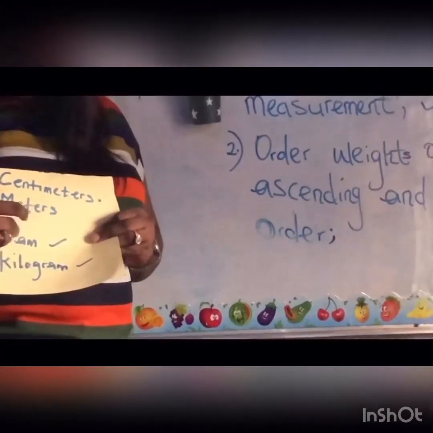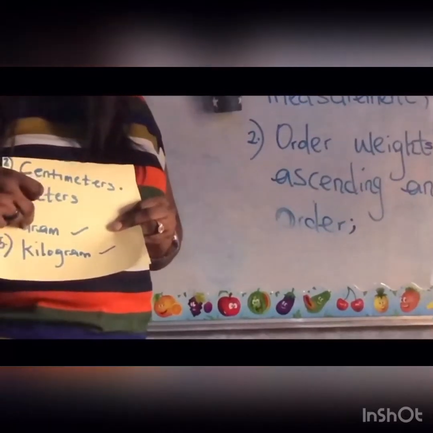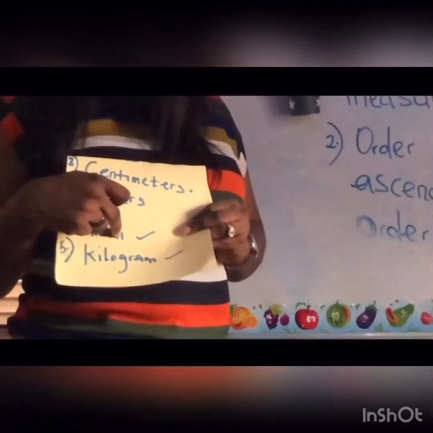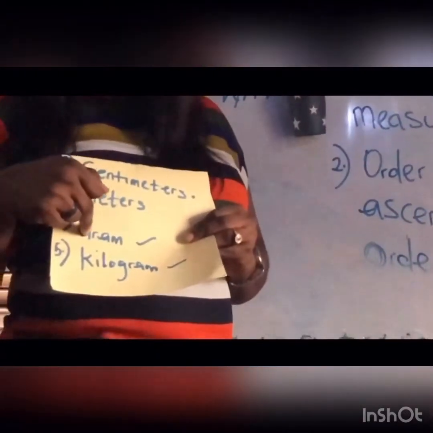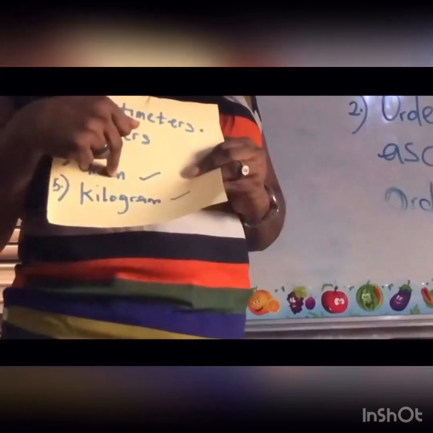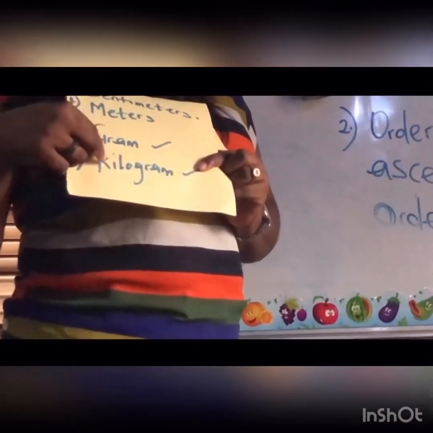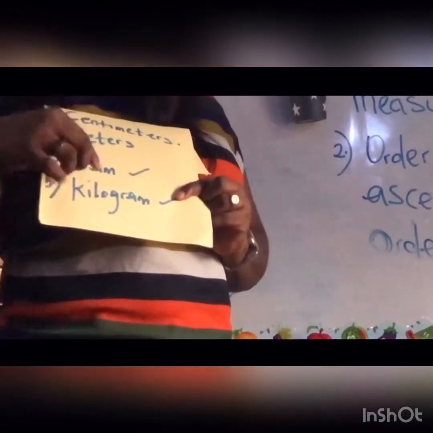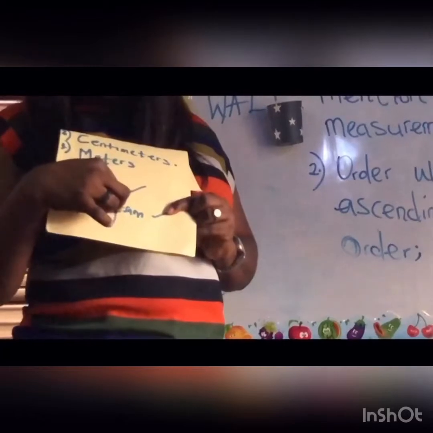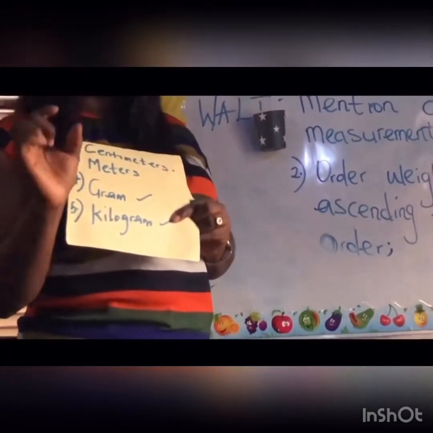kilogram. Gram, spelled G-R-A-M, gram. For kilogram, we have K-I-L-O-G-R-A-M, kilogram.